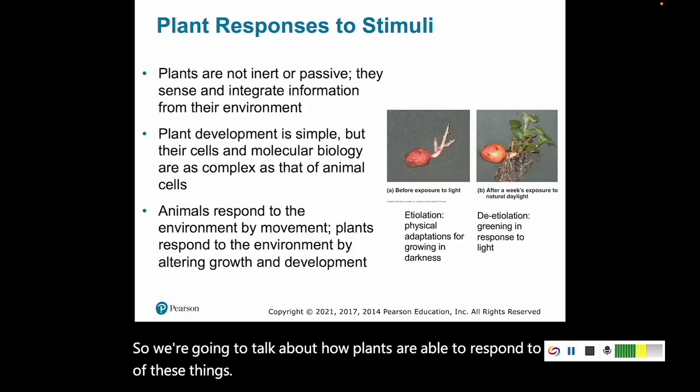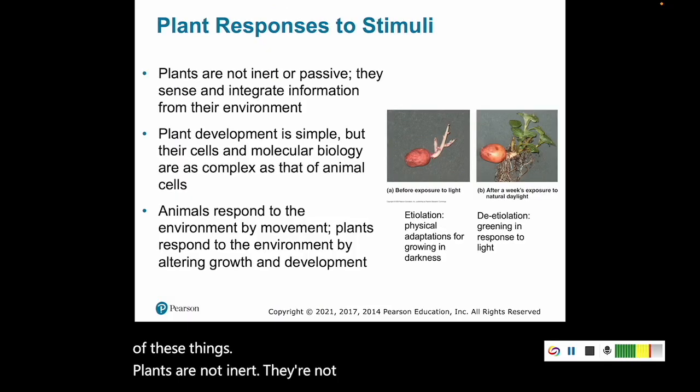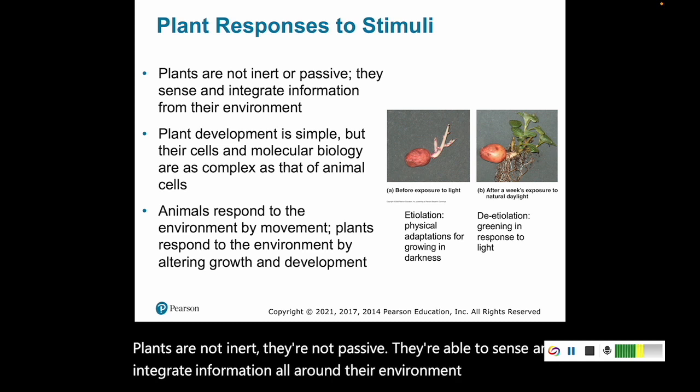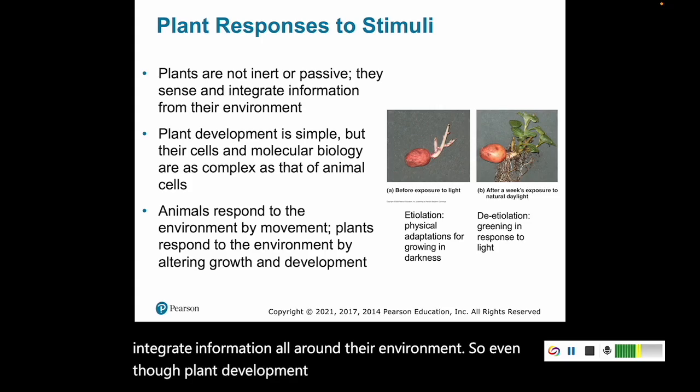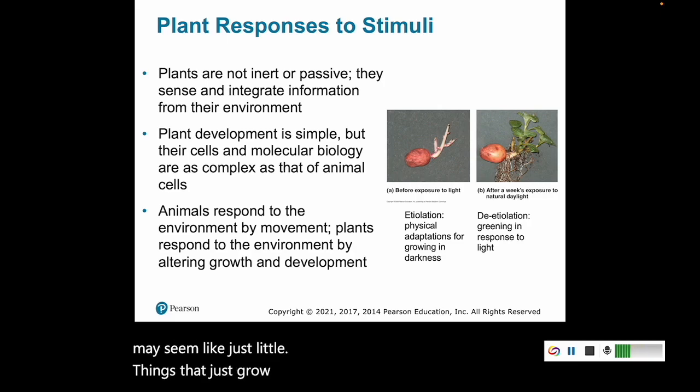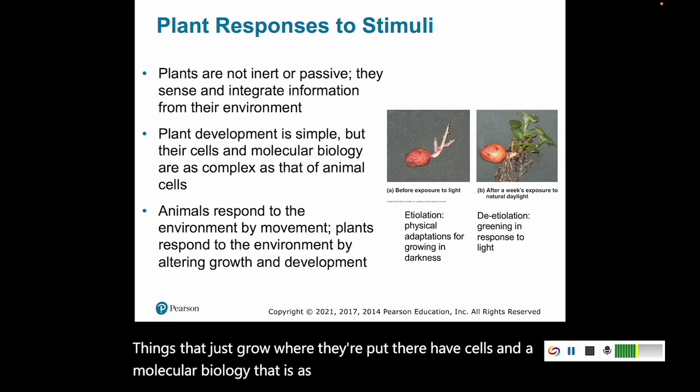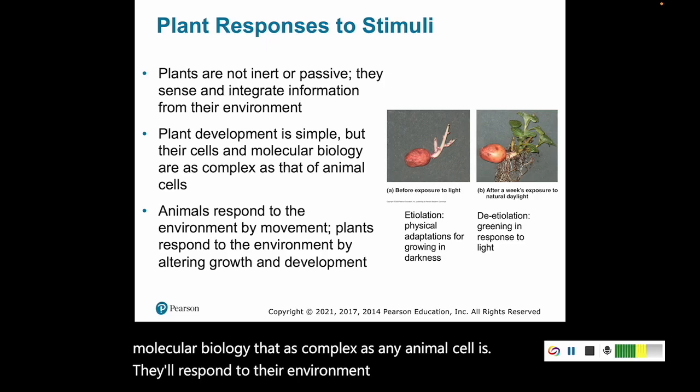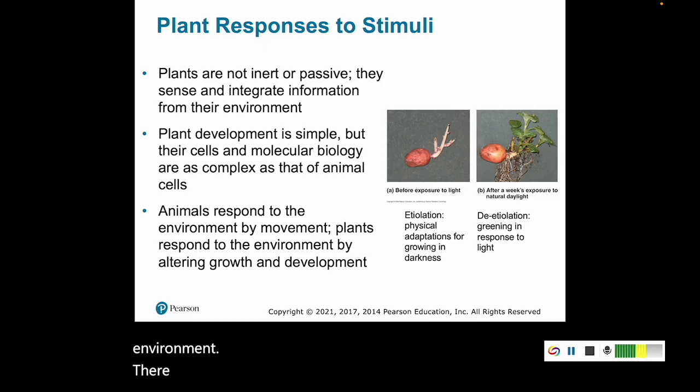So plants are not inert. They're not passive. They're able to sense and integrate information all around their environment. So even though plant development may seem simple, they may seem like just little things that just grow where they're put, they have cells and a molecular biology that is as complex as any animal cell is. They'll respond to their environment, and in response to their environment, they will alter their growth and their development.